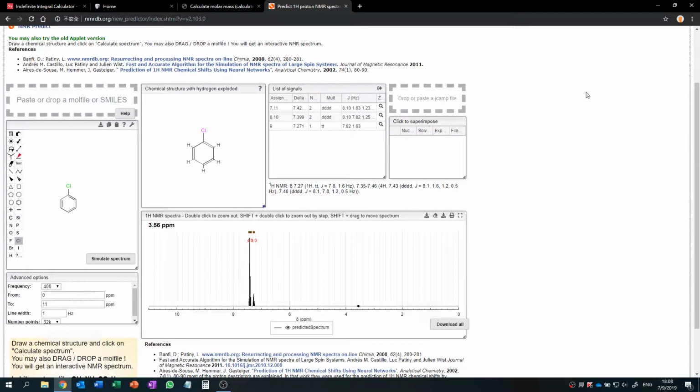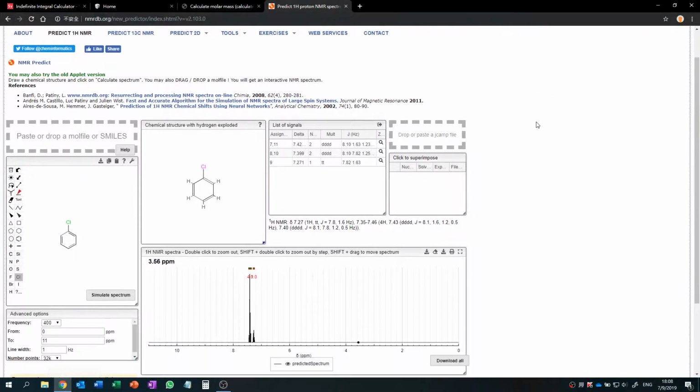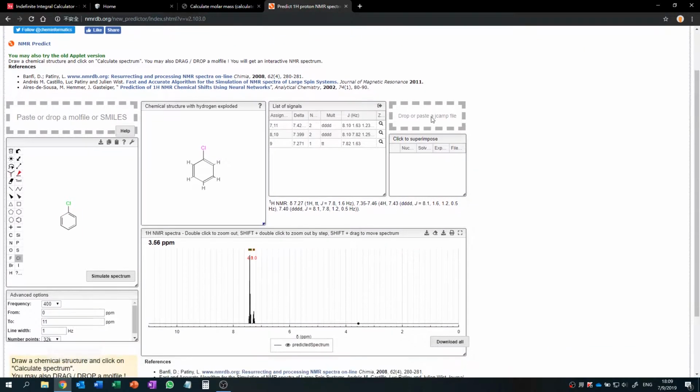Alright, so let's get started. The first website I want to tell you is the 1H proton NMR spectra website. So this website is held by NMRDB.org. It also has a 13 carbon NMR spectra simulator. So this simulator is particularly useful when you need to do an organic chemistry laboratory or experiment. So it's very easy to use.